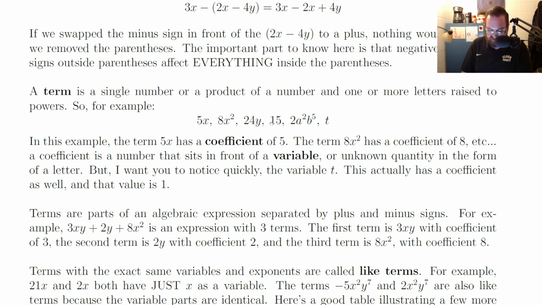So for the 15, this is not a coefficient, and there's no variable attached to it. So what do we call it? I don't actually have it listed here, but the 15 is what we call a constant. A constant. This is a constant term. These are all variable terms except for the 15, which is what we call a constant term. Okay?